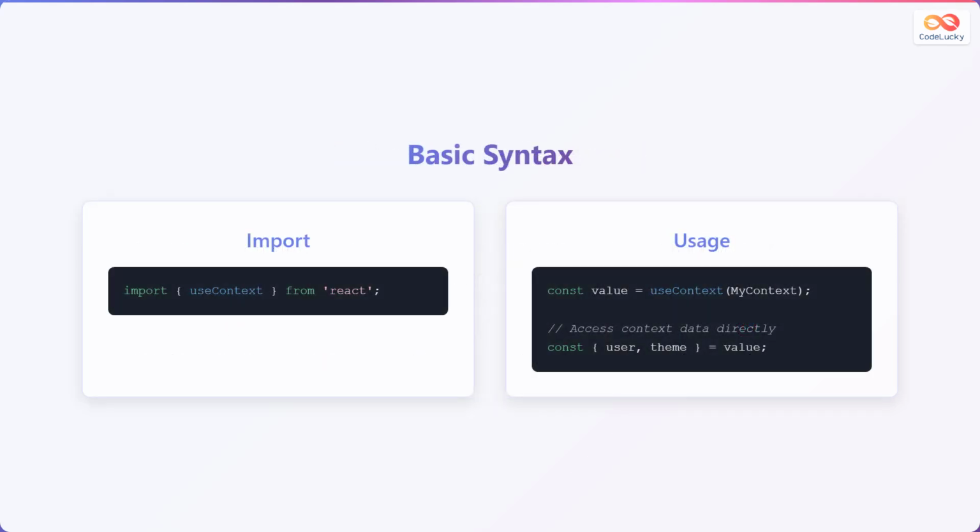To use the useContext hook, first, import it from the React library. You'll write import useContext from React. Then, to use the hook, write const value equals useContext(myContext). You can directly access context data like this: const userTheme equals value.